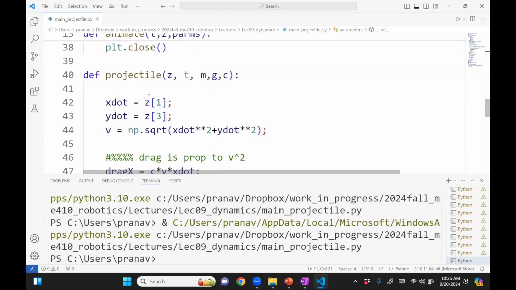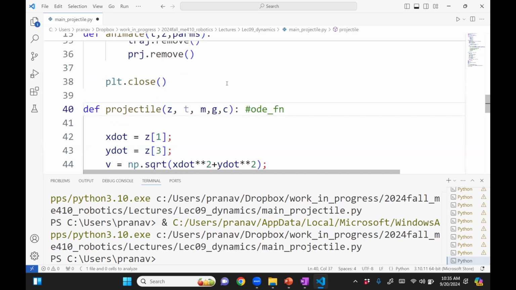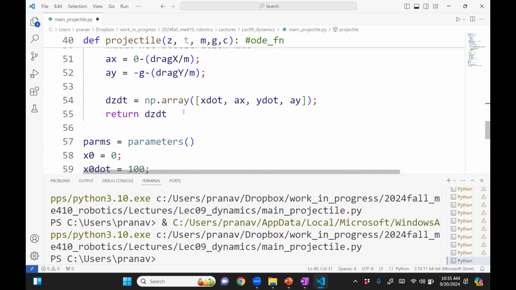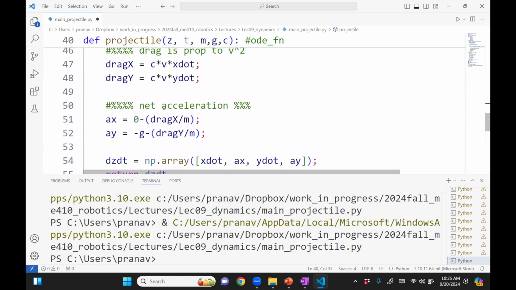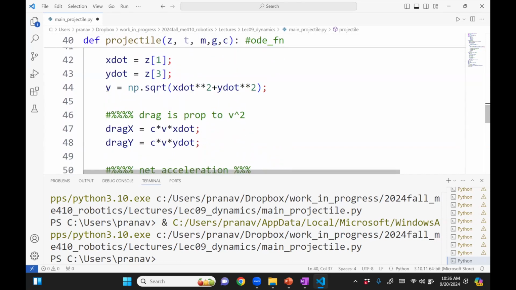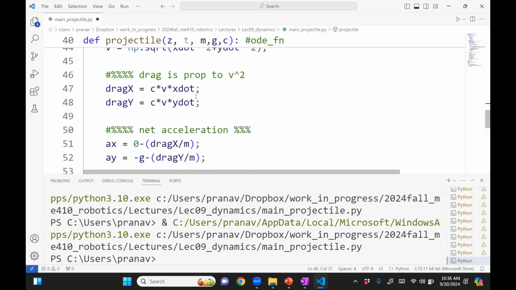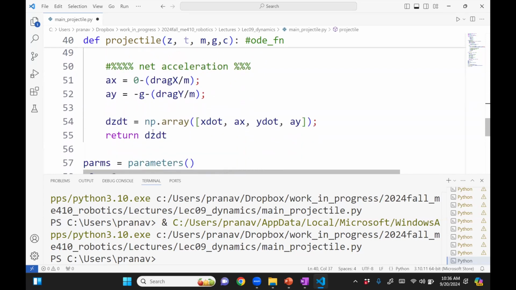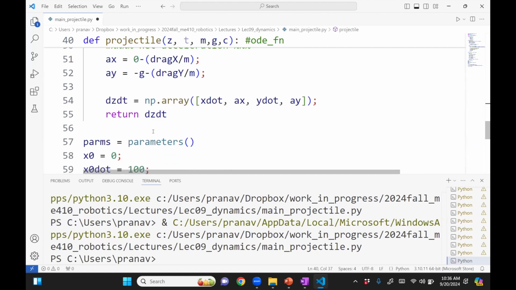I told you that there is a function, the ODE function, ODE fun, that is the right over here. It's projectile. It returns, let's see the return argument first. It returns dz dt. The dz dt is x dot, ax, or acceleration, y dot, or vy, and then ay. Okay, I wrote it slightly differently. I split that big expression into shorter parts. So for example, I wrote v as the square root of x dot square plus y dot square. I took the drag in x, y, and then I wrote it slightly differently so that it's easier to read. But it does the same thing that I wrote down by hand.